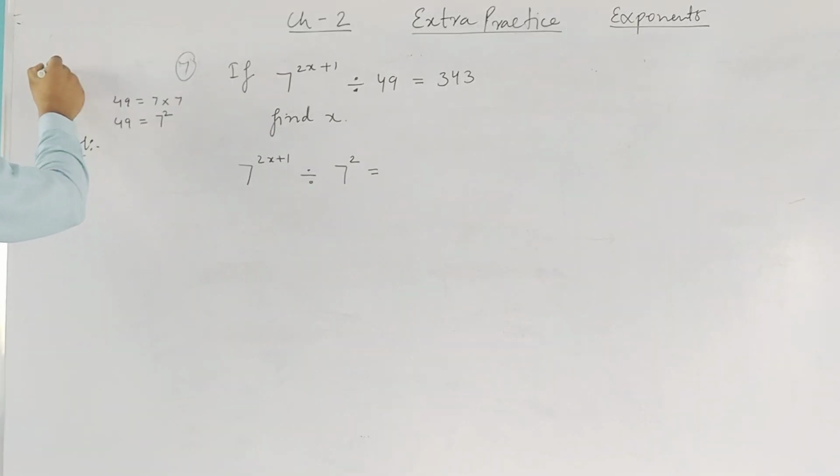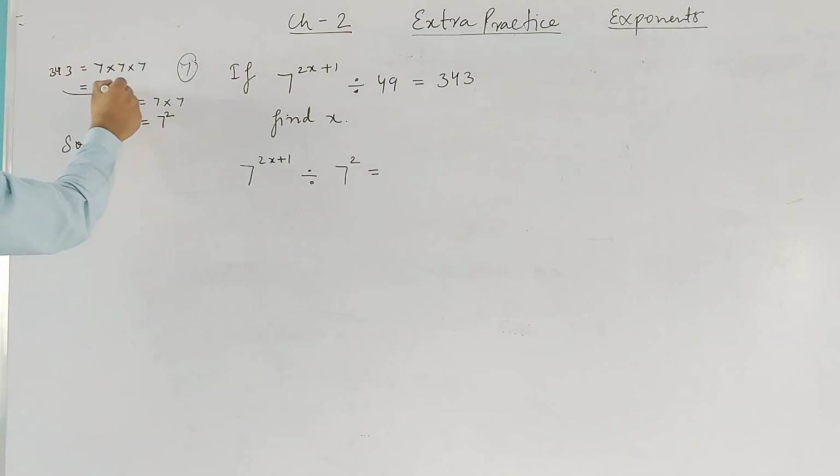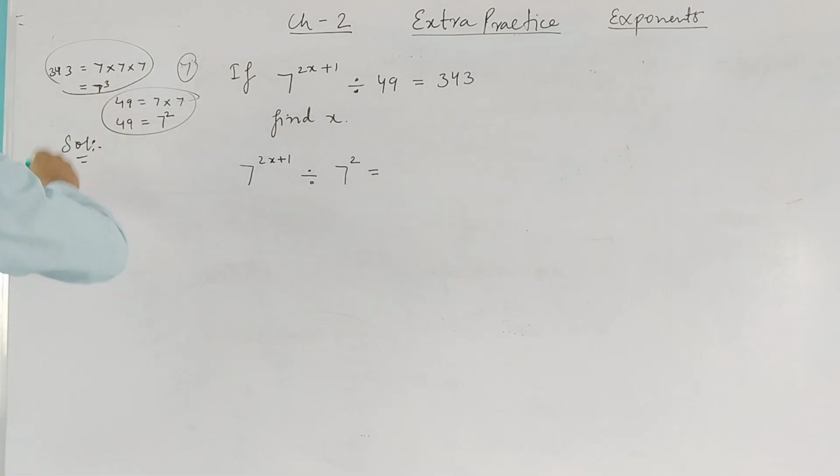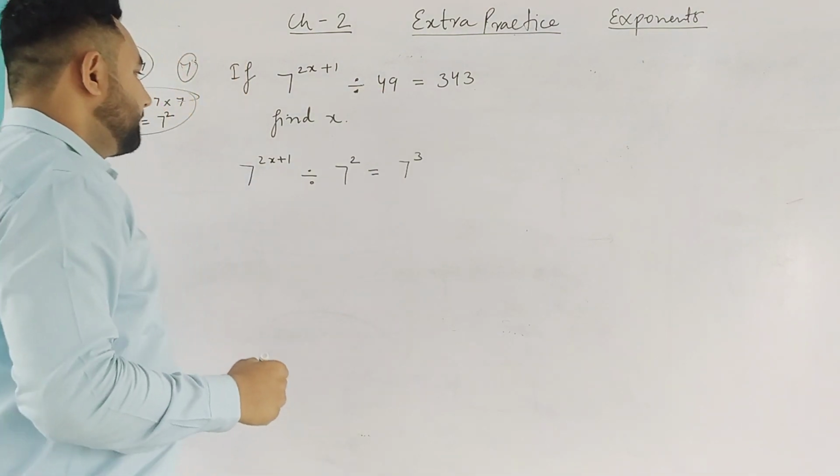Now 343 can be written as 7 multiplied by 7 multiplied by 7. 7 7s are 49, 49 7s are 343. Remember this. 49 can be written as 7 square and 343 can be written as 7 to the power 3. So I'll write here 7 to the power 3.